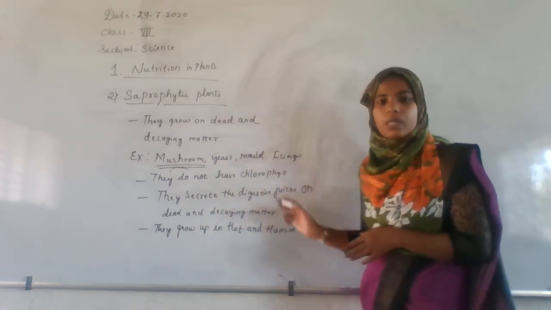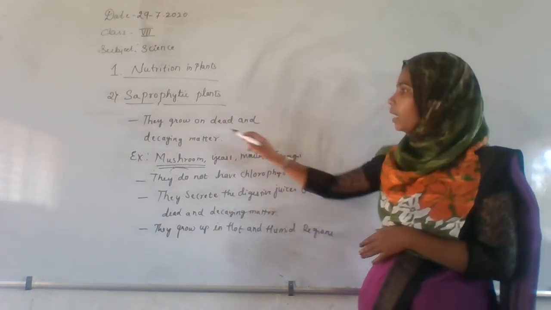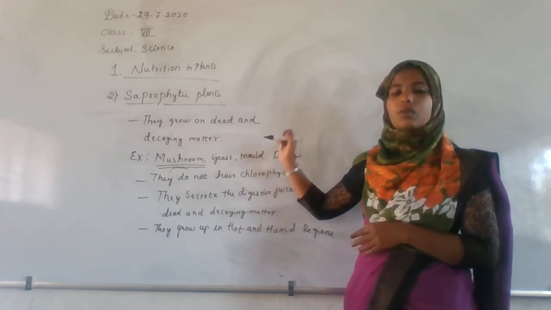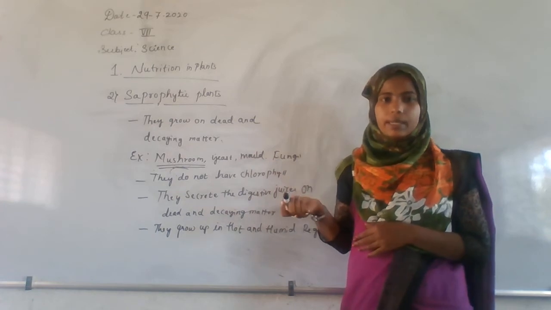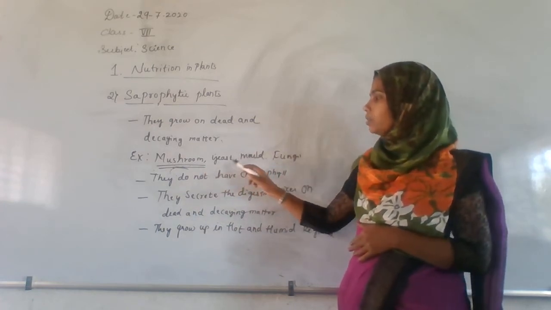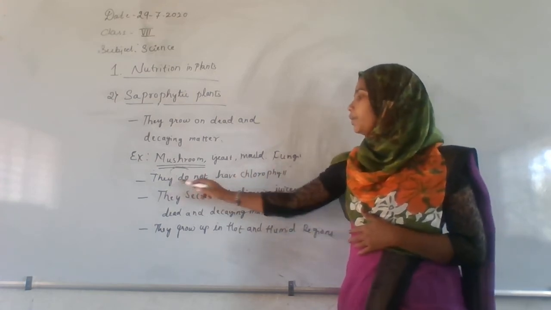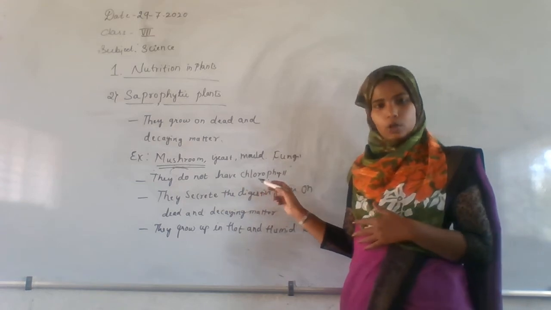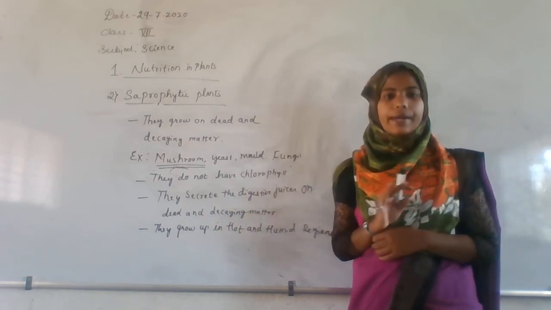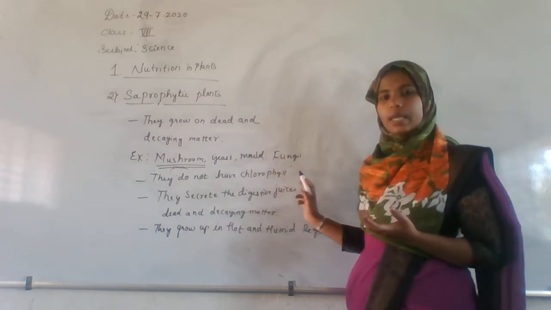Okay, I hope saprophytic plants is clear. Saprophytic plants grow on the dead and decaying matter. Examples are mushroom, yeast, mold and fungus. And here they do not have the chlorophyll, so they cannot prepare their own food. That's why they depend on the dead and decaying matter.